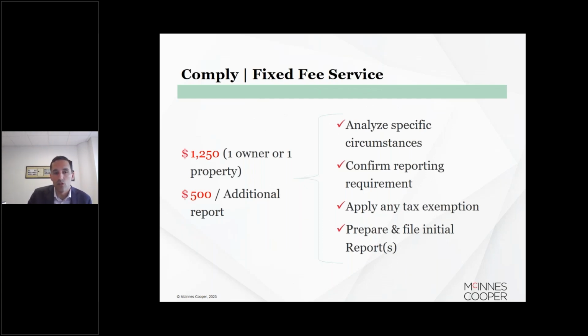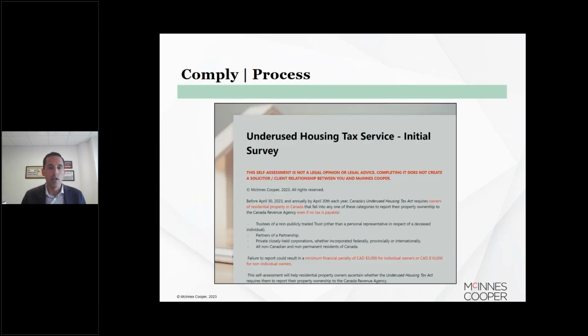We're doing an initial report depending on one owner or one property. And then if other reports are required, if there are 2 or 3 owners of one property, it'd be the initial $1,250 and then $500 per report after that. And this is a fixed fee service. And then there's other fees that could come up. Businesses are going to have to actually apply for an RU number, which is a program account number. That could increase it. And non-Canadian, non-permanent residents might have to apply for an individual tax number as well. So that would be an additional fee.